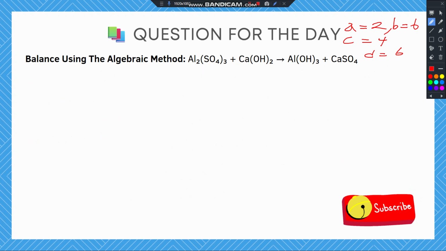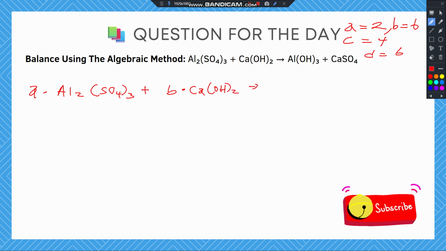How do we do that? Remember, at the start of this exercise balancing this equation, we assigned variables. We said A should stand in front of Al2(SO4)3, plus B should stand in front of Ca(OH)2, and then C should stand in front of Al(OH)3, and then letter D should stand in front of calcium sulfate, CaSO4.